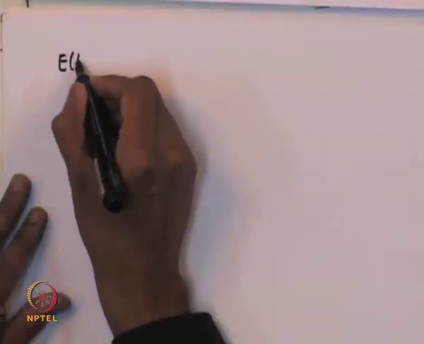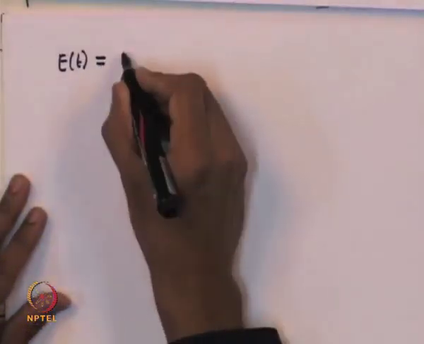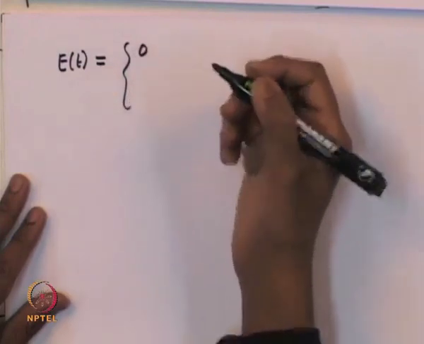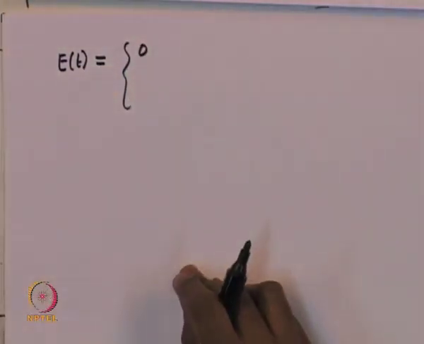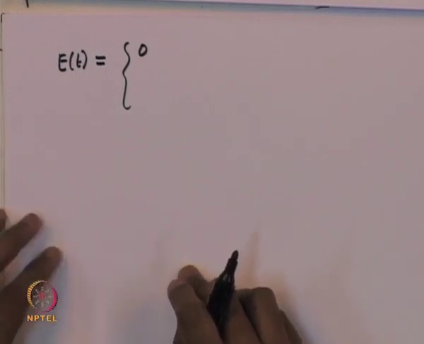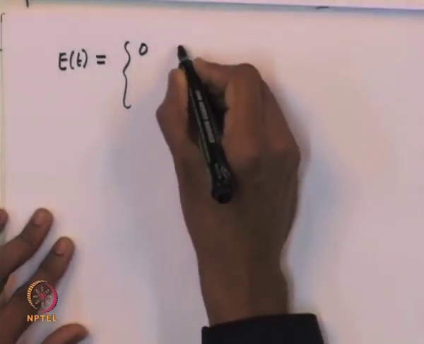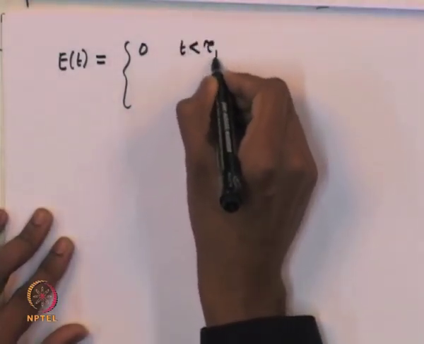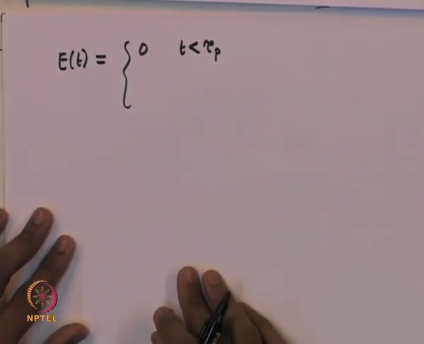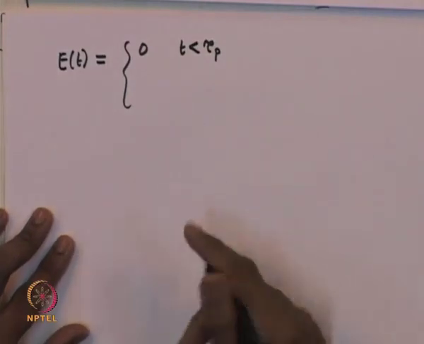Based on these observations, we can intuit what the residence time distribution function E of t is going to be. Because the output is going to be delayed, there will be no output coming out of the plug flow reactor till the residence time of the plug flow reactor, which means that E of t is going to be 0 for t less than tau p, which is the space time, not the residence time, of the plug flow reactor.